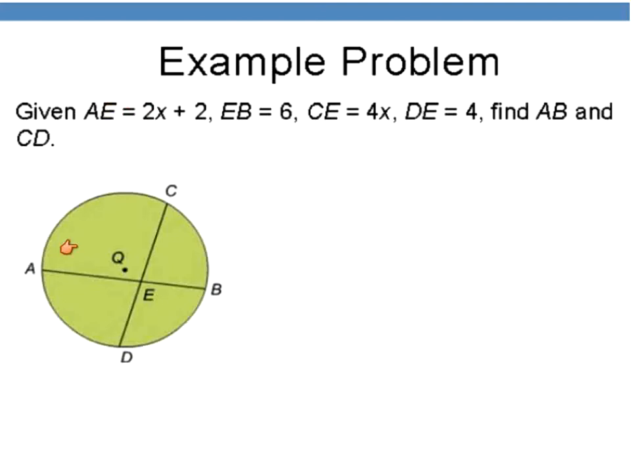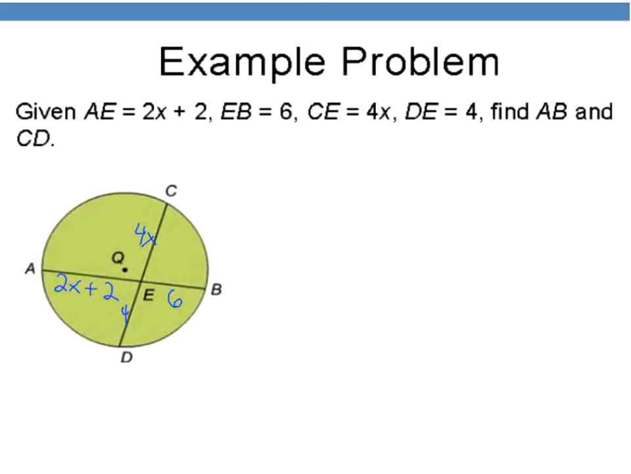Okay, are you adding your numbers to your picture? That should always be our first thing. They're giving us lots of information here. Let's mark up our picture. So my AE is 2x plus 2. My EB is 6. My CE is 4x. And my DE is 4.